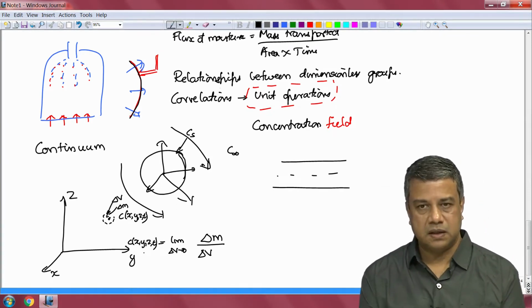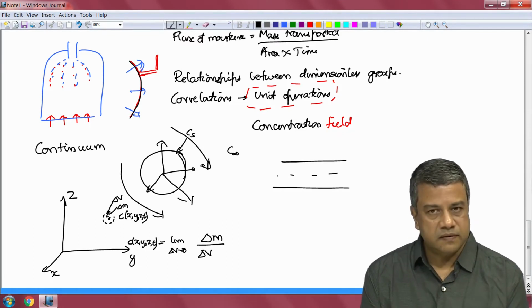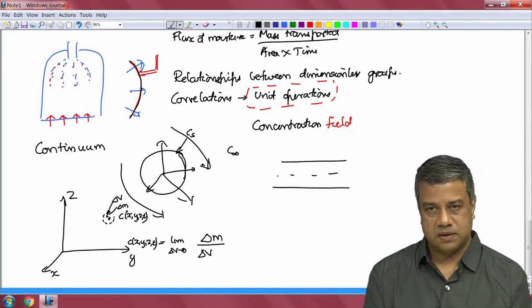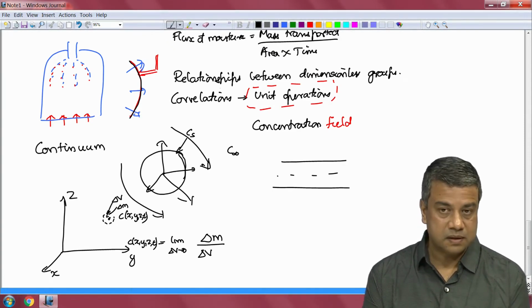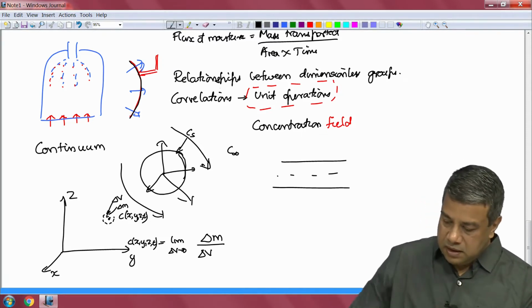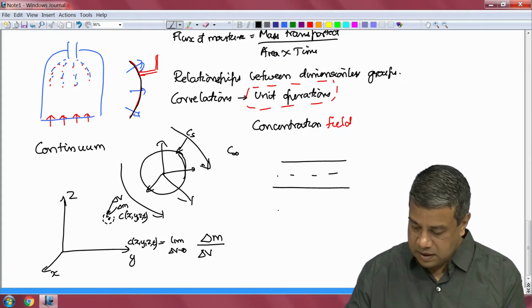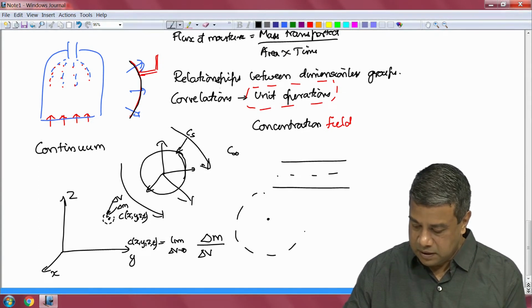At a microscopic level, every fluid is composed of molecules. Every fluid consists of molecules well separated in a gas, but separated by their molecular diameter in a liquid. So, if I take this location and I magnify it, this volume will contain a large number of molecules in it.